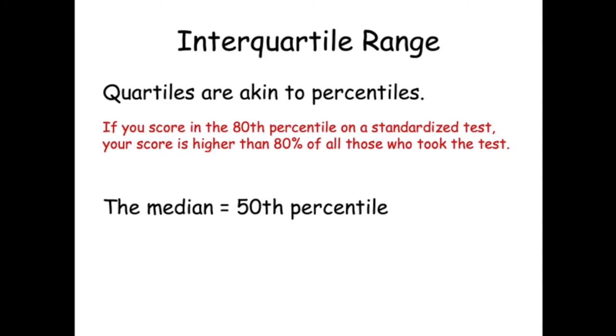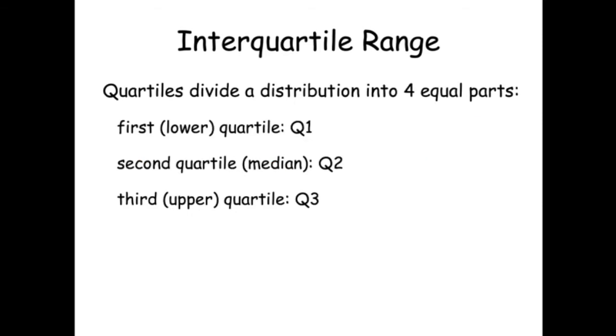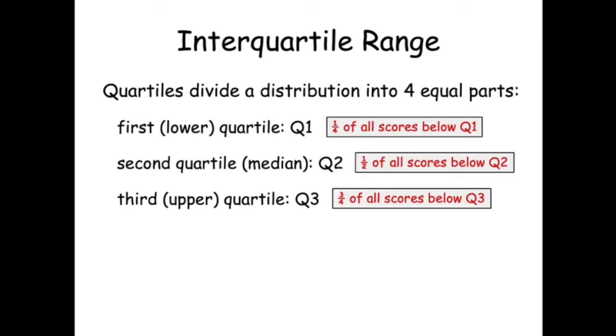The last measure of variability is the interquartile range. Standardized tests often report results in percentiles, which divide a distribution into 100 equal parts. The median is in the middle of a distribution, so it represents the 50th percentile. Quartiles divide a distribution into 4 equal parts.